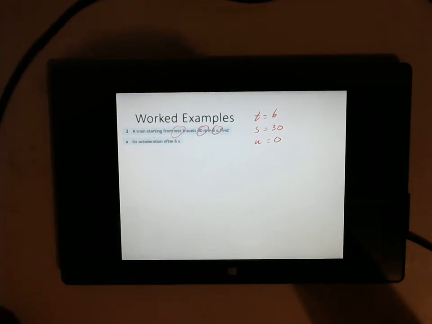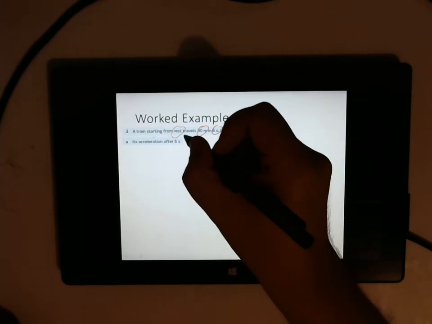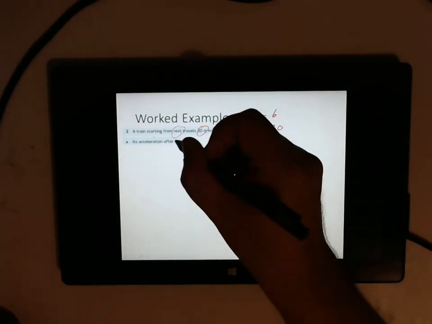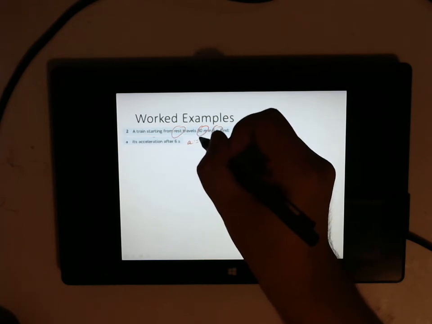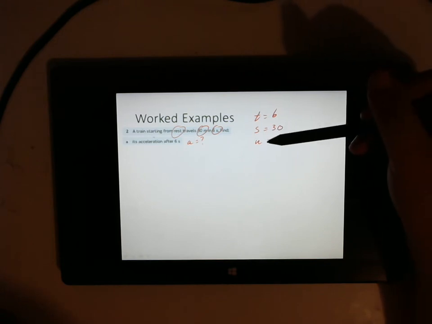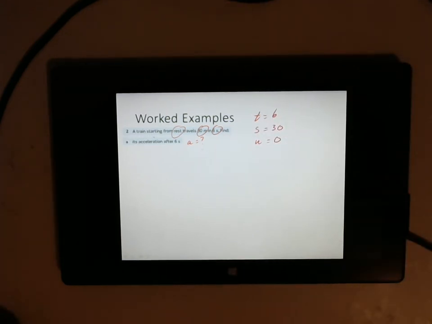The first thing it wants is the acceleration after 6 seconds. So that's 6 seconds and that's 6 seconds, which means we're still dealing with the same time, so that's okay. And we just need to work out what a is equal to. So now if we have a look at this, we've got s, we've got u, we've got t, and we need to work out a. Have a look at the top 3 equations, see if there's a formula that we could use to work this out.